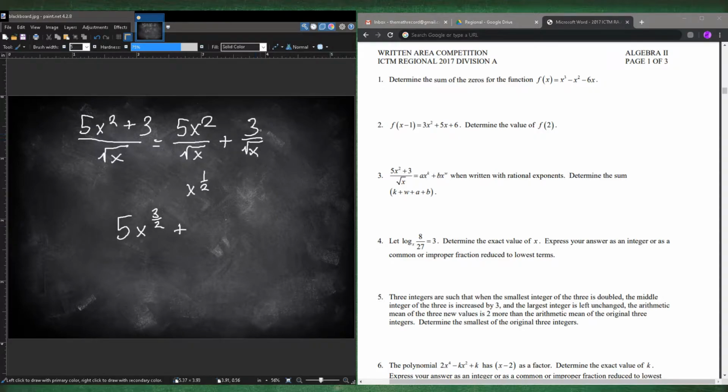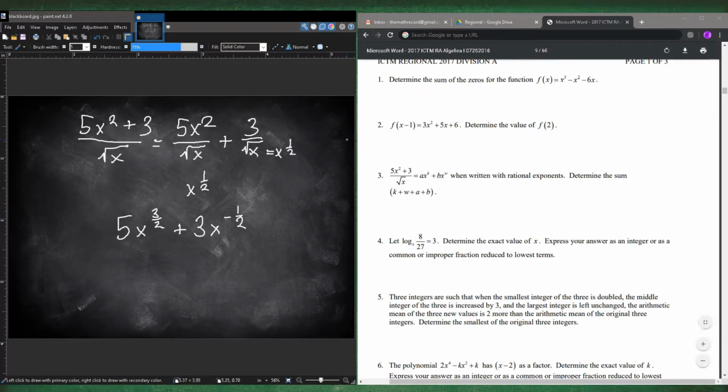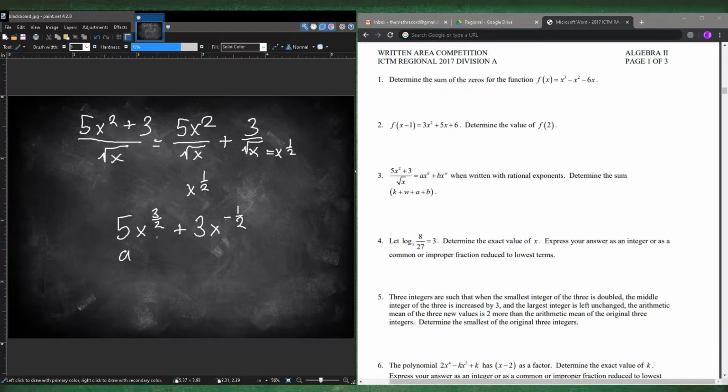Plus, now we think about this. We have 3 on top, and this is just x to the power of 1/2 on the bottom. So what you have to do is multiply the exponent by a negative. So it would be x to the power of -1/2, right? So then the value of a is 5, k is 3 over 2, b is 3, and w is equal to -1/2, right?